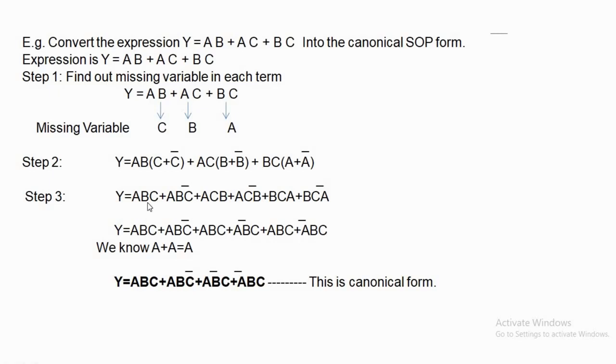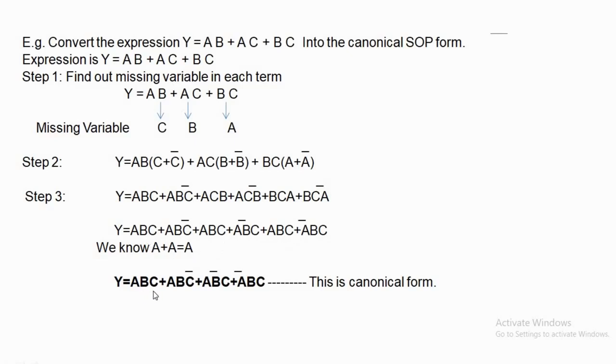So after multiplying AB into the bracket, we get ABC plus ABC bar. Next, ACB plus ACB bar, this term. Then next, BCA plus BCA bar. After simplifying this, there are 3 ABC terms: ABC, ABC, ABC. So these 3 terms we can write as only one term because we know A plus A is equal to A. So these 3 terms can be reduced to one term.